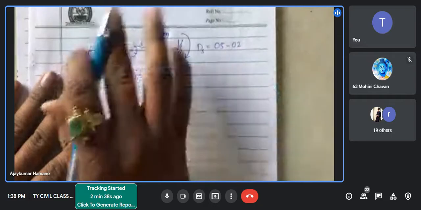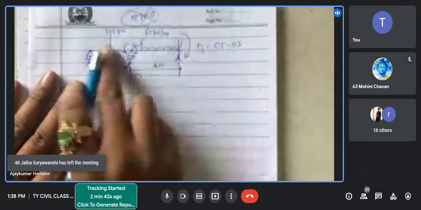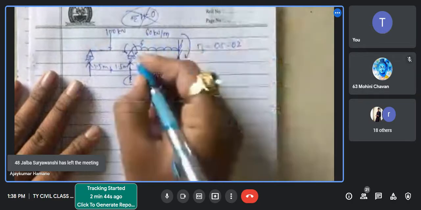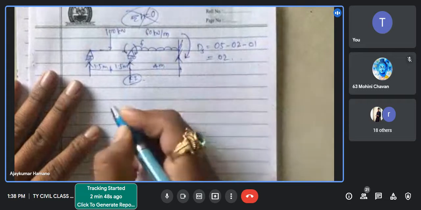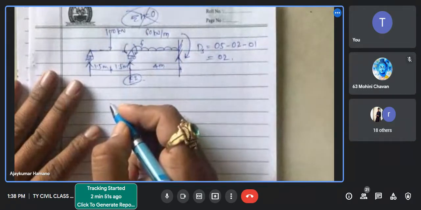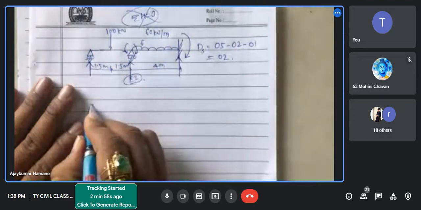Two equilibrium equations. I am not taking the third because summation of H I have not taken in this, because there is no horizontal loading. And one compatibility equation. So the degree of static indeterminacy is 2. So here what we have to assign? We have to assign the redundants.